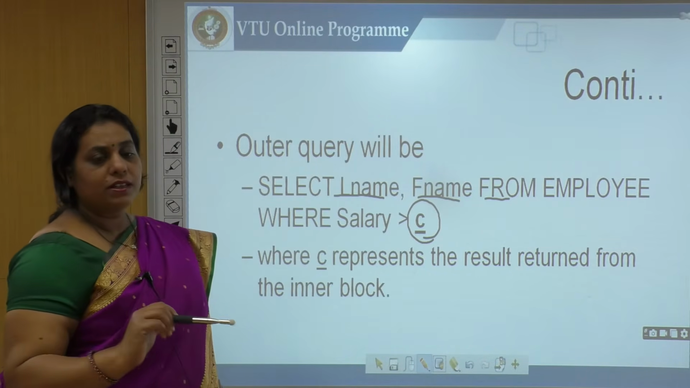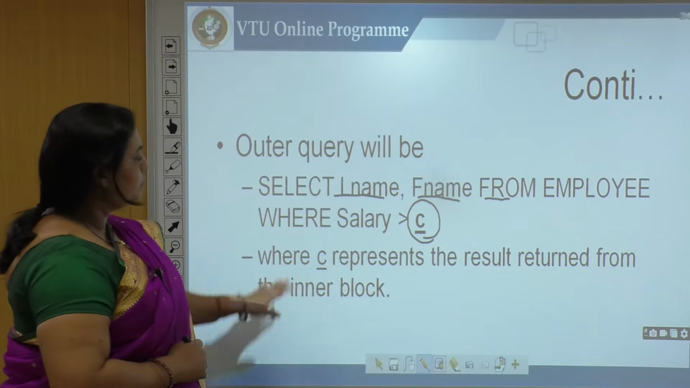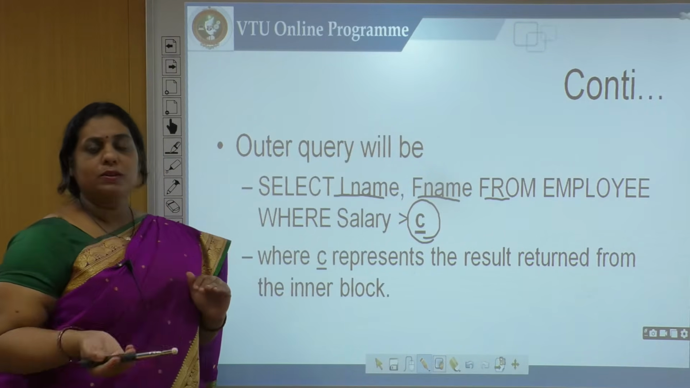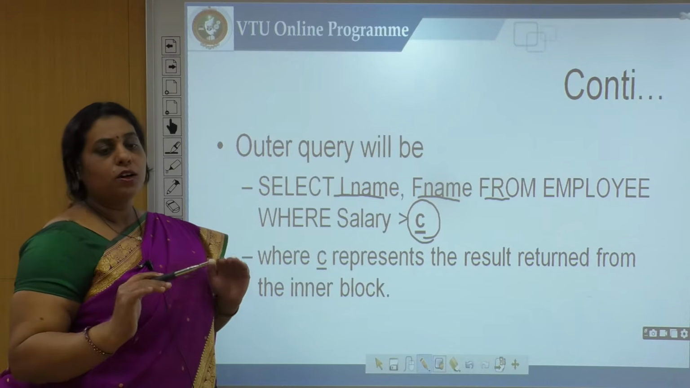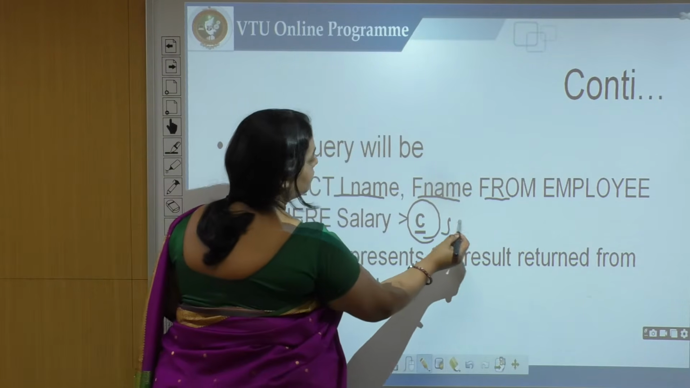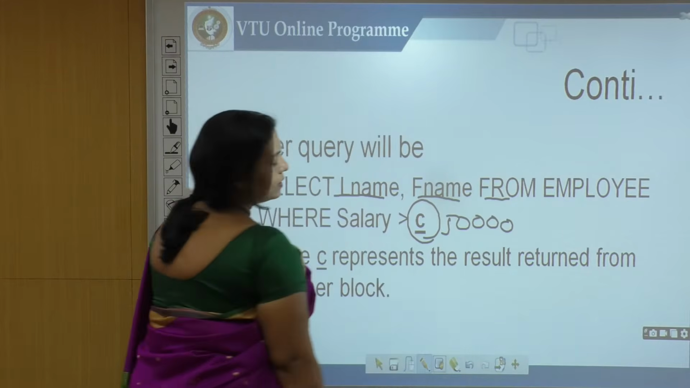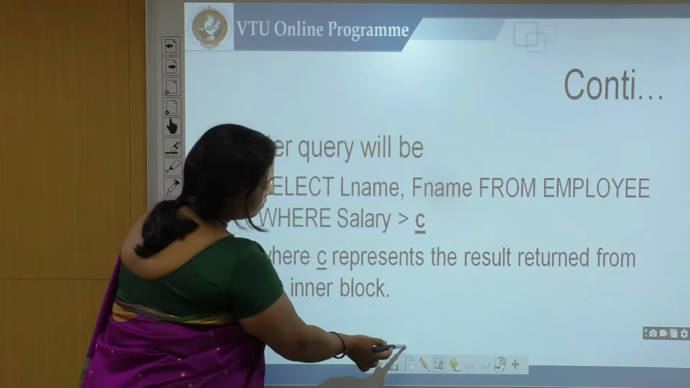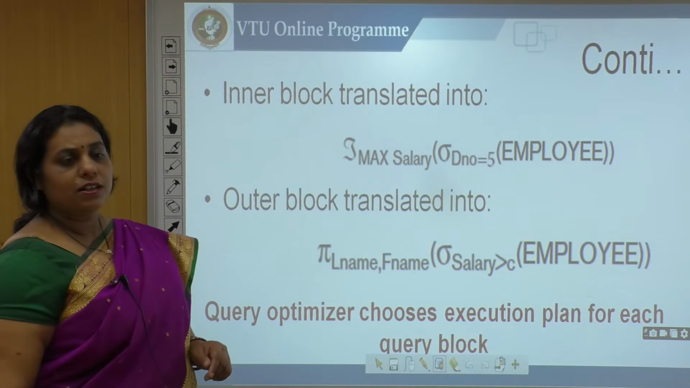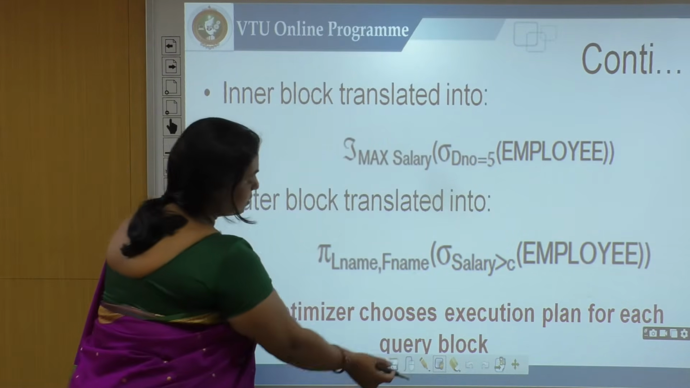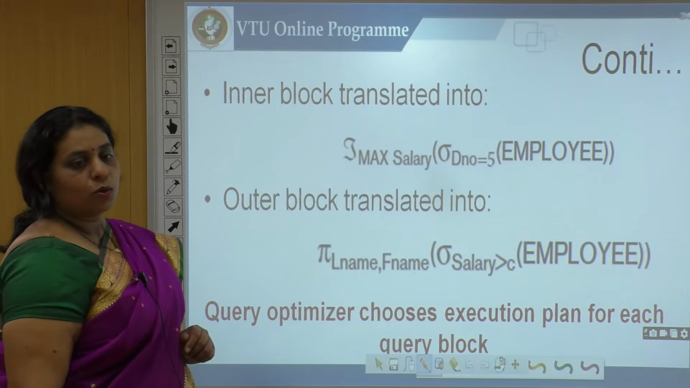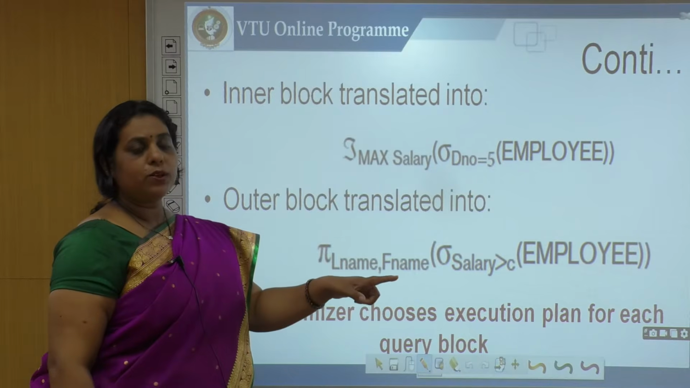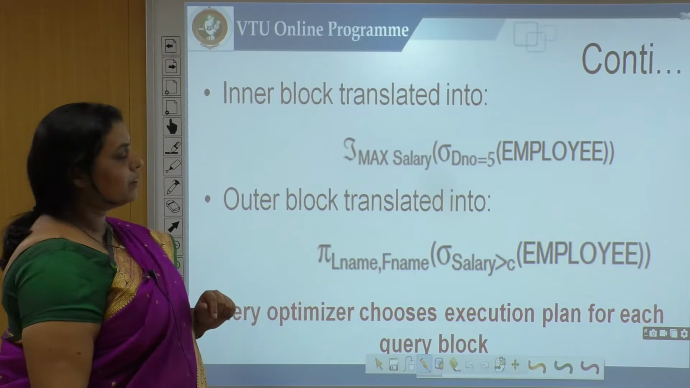Now this nested query, the inner block, is replaced by just one value, that is C, right? If the maximum salary paid in department 5 is 50,000, this execution of the query will give me all those employees of any department who are getting more than 50,000, right? This is how it will work. Next, we need to translate it into relational algebra. Let us see how the inner block and the outer block look. What was the intention of the inner block? It has to return the max salary paid to an employee in department number 5.